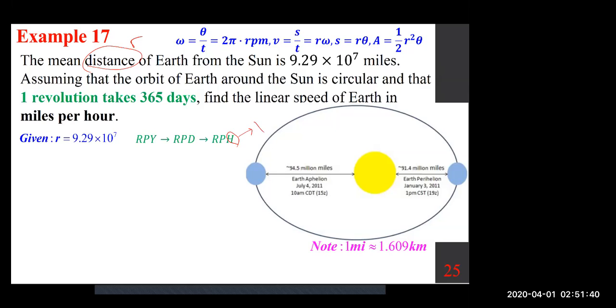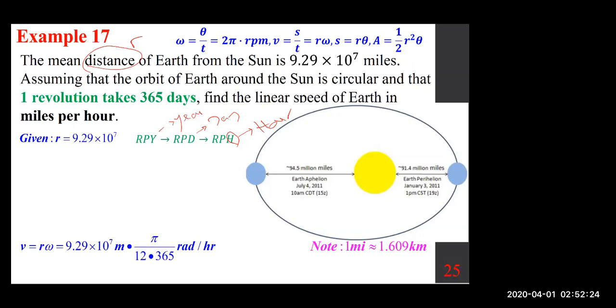Understand, h stands for hour, d stands for day, y stands for year, and m stands for the minutes. Now, so one revolution takes 365 days. Okay, so we have one revolution divided by 365.